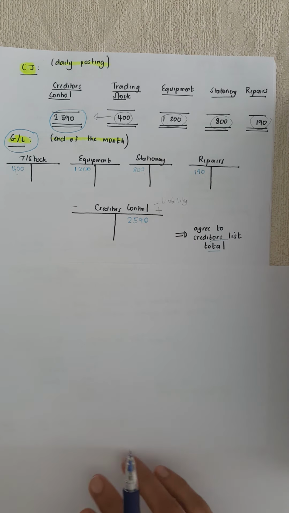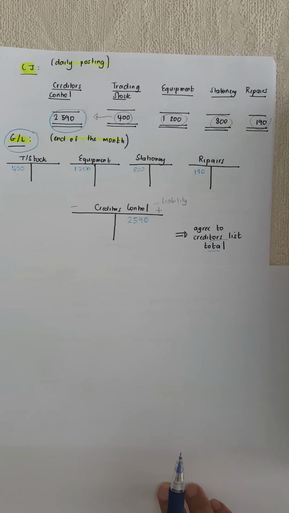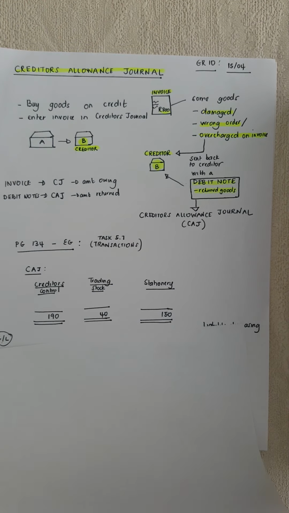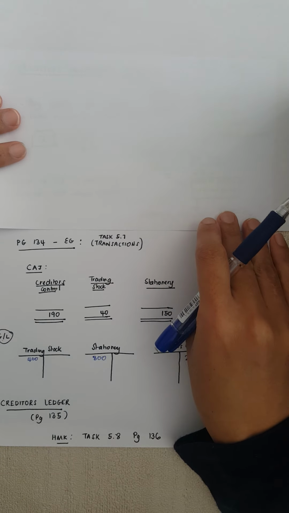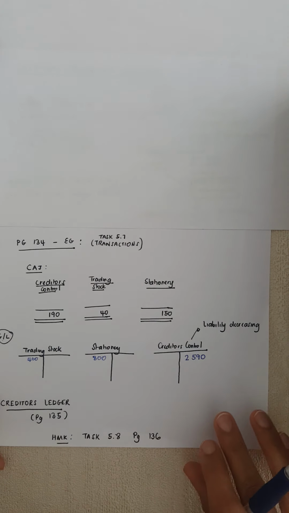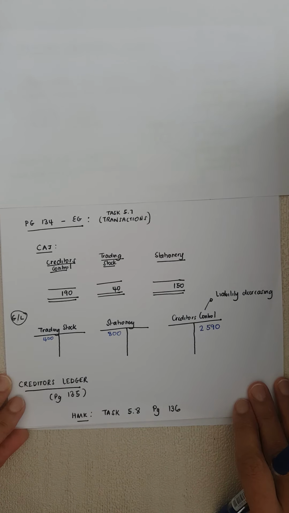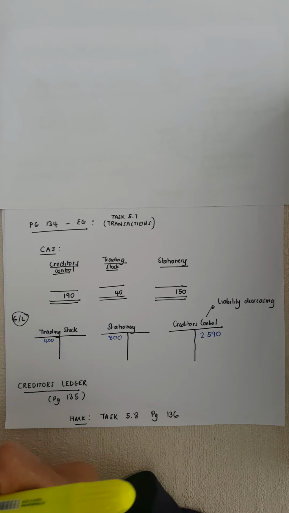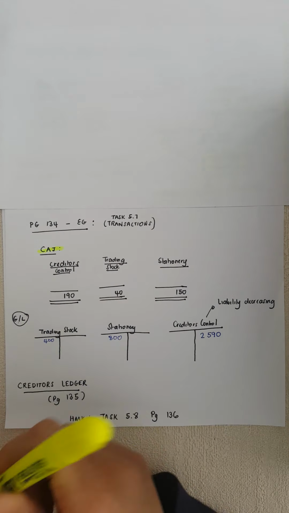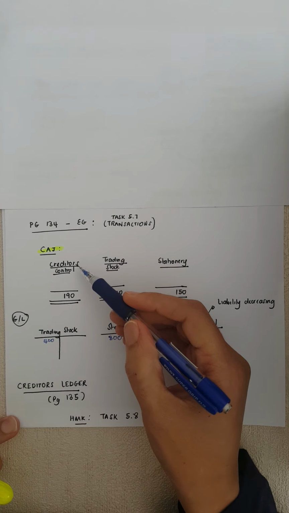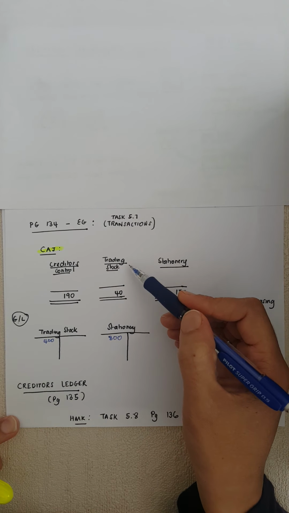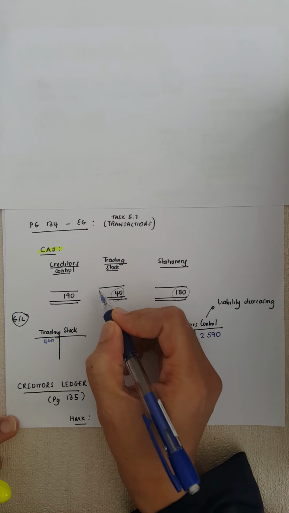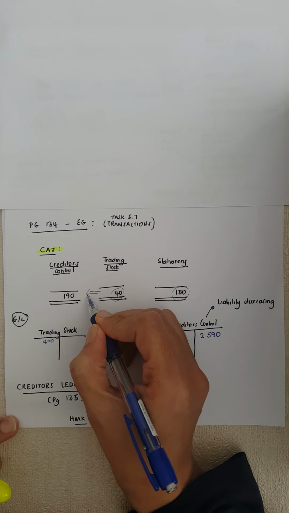So let's do now the creditors allowance journal, right? What we have now is the totals. I've written the totals here. Just concentrate on this bottom part. I've got the totals for the creditors allowance journal here. My total in my creditors control was 190, which was made up of 40 Rand of trading stock and 150 Rand of stationery. So if I cross total it, you can see I'm coming to 190.